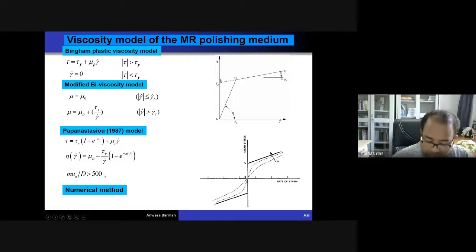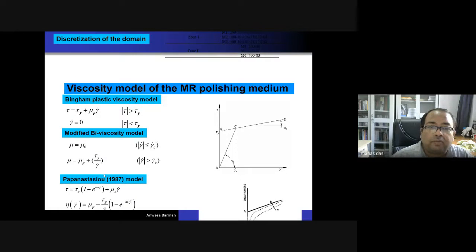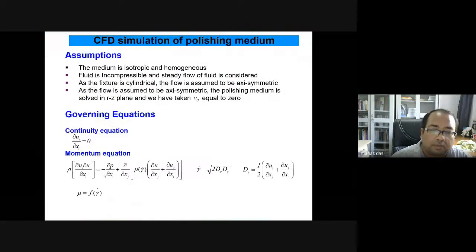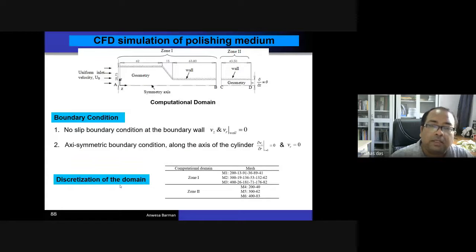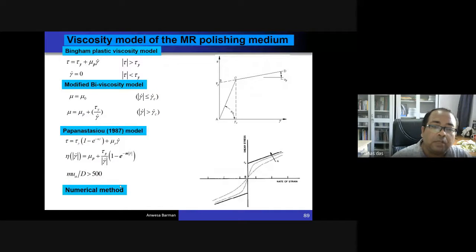For the numerical method, for the convective term and the viscous term discretization we have used second order upwind, and we have used the SIMPLE method for pressure and velocity coupling. The viscosity is updated every time. We have used Fluent 6.3, and Gambit for discretization, and in Fluent we have used a user defined function. In that user defined function the viscosity is updated every time.